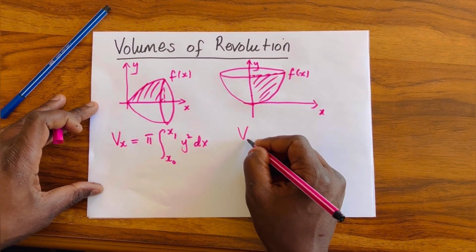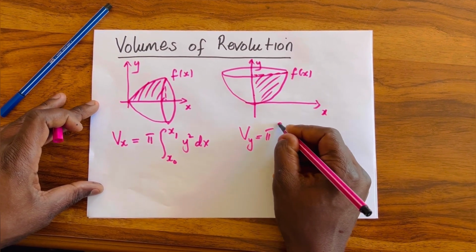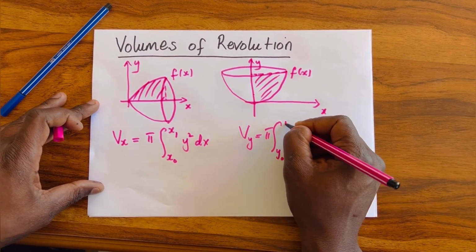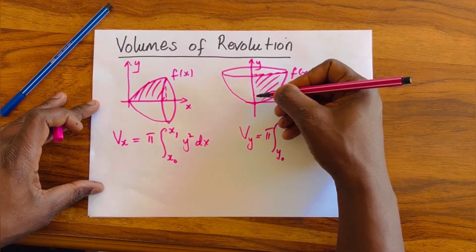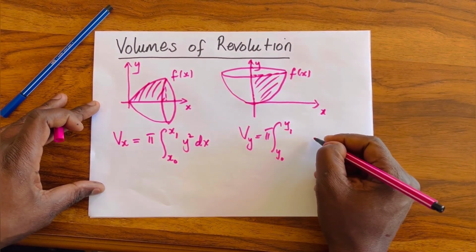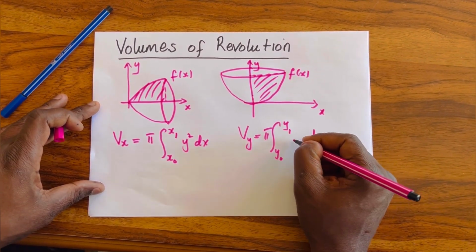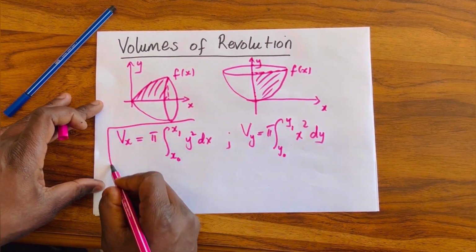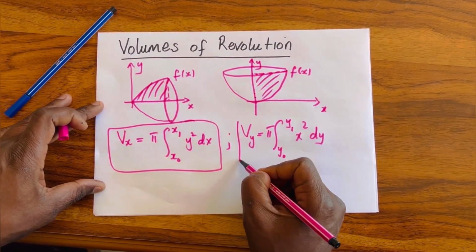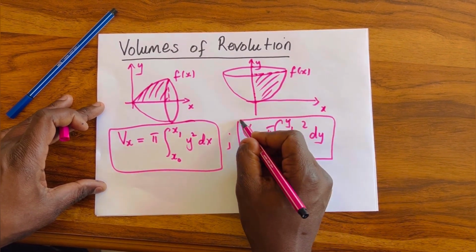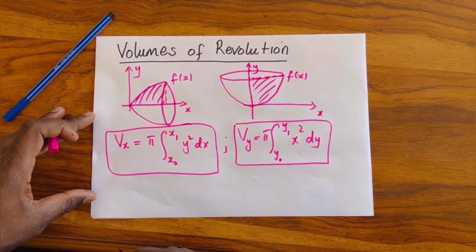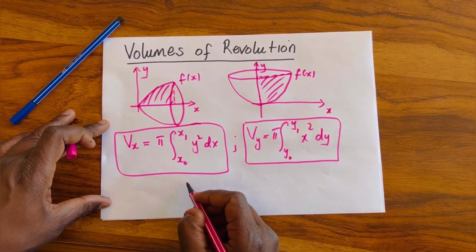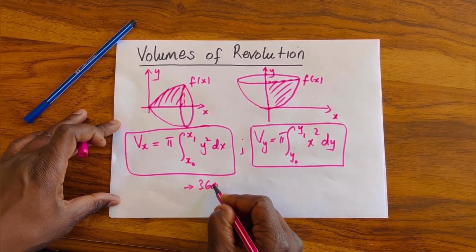The volume about the y-axis is pi, integral with limits for y that you would have, and of course dy, and here you would have x squared. So these are the two important formulae that you need to remember. Vx, volume about the x, Vy, volume about the y. Mainly you are rotating 360 degrees.